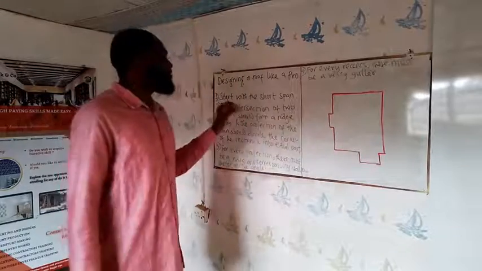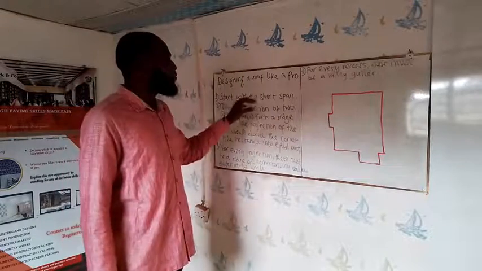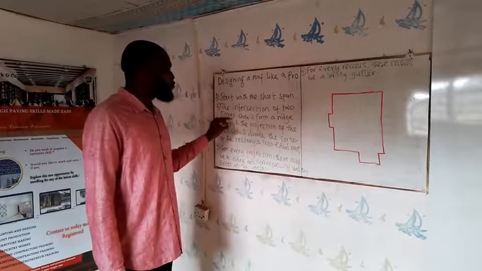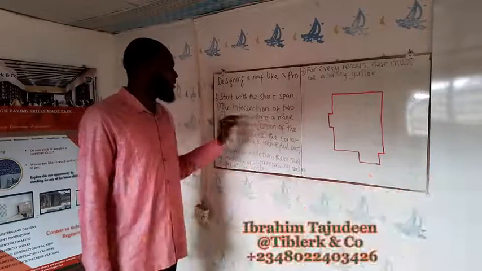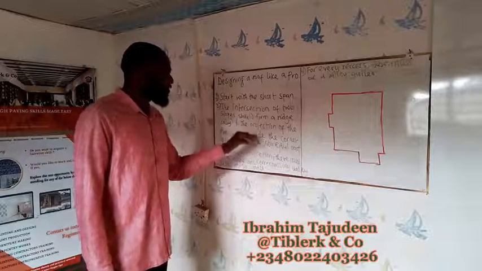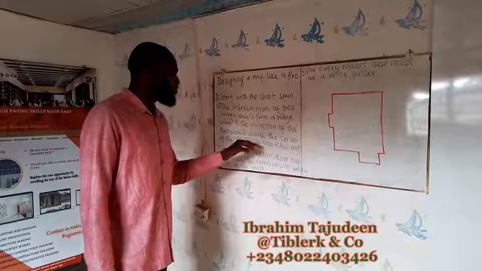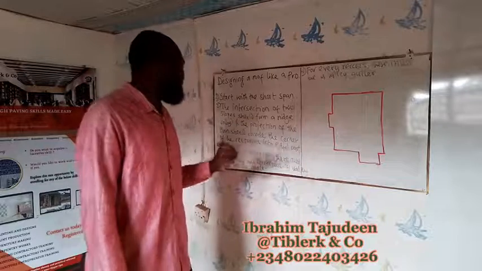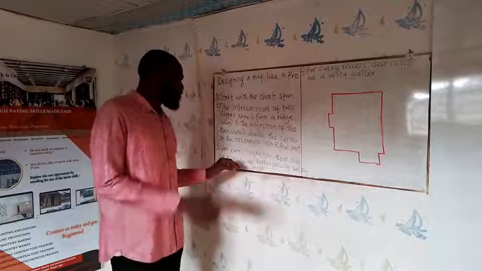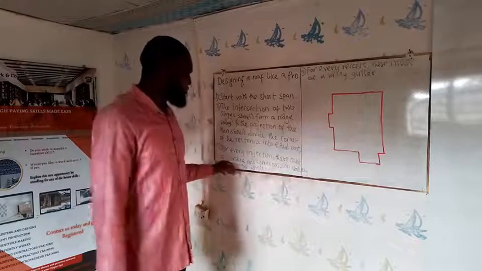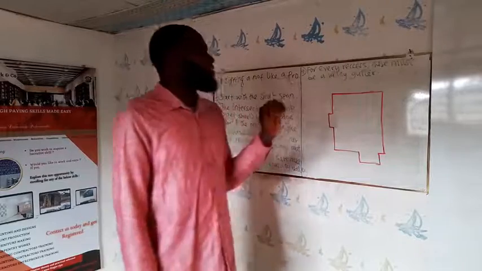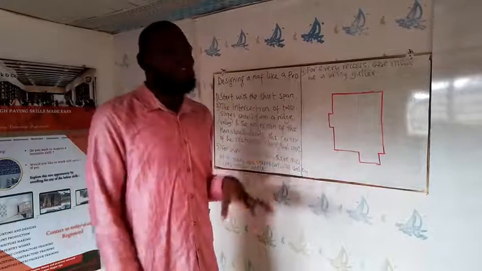So the first thing is for us to start with the short span. The second, the intersection of two slopes should form a ridge or valley. And the projection of the plan should divide the corner of the rectangle into equal parts. The third, for every projection, there must be a ridge and corresponding valley gutter at the angle. And the fourth rule is that for every recess, there must be a valley gutter.